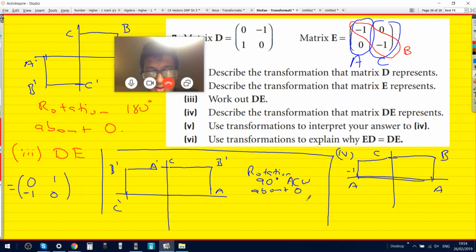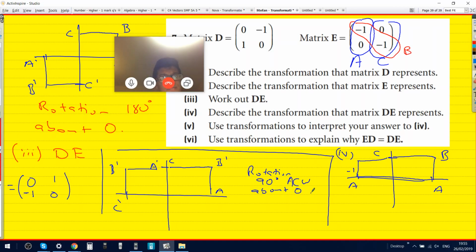And then question 5. Question 5: use transformation to interpret your answer to 4. Transformations, that would be a reflection. No, it would... Yeah, is that not a transformation? Rotate 90 degrees clockwise. Okay.